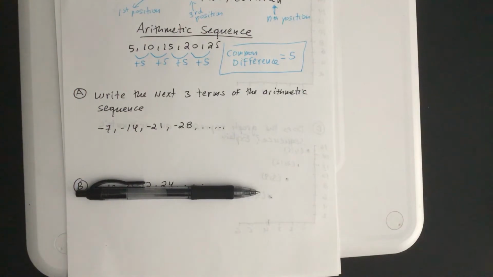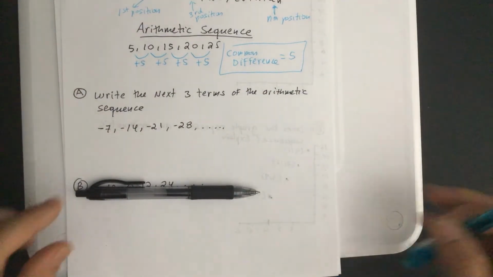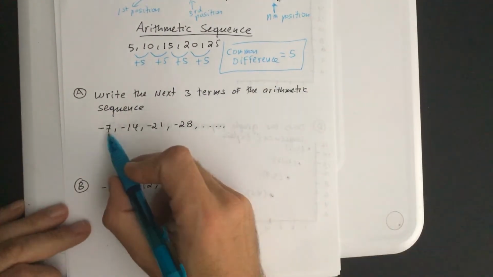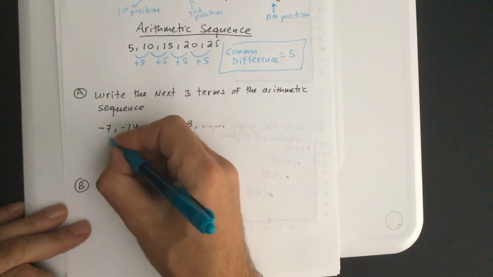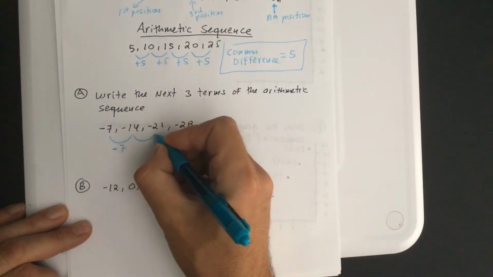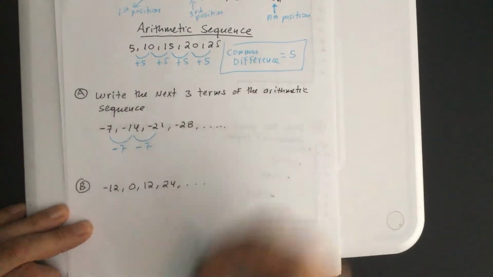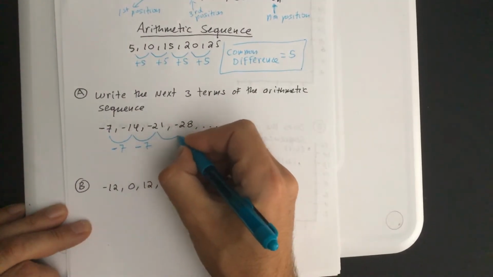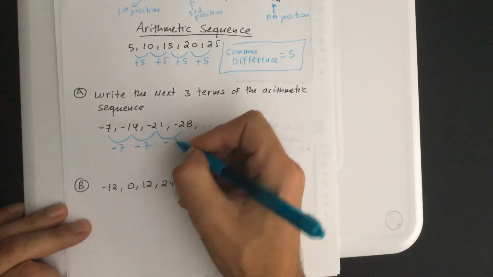All right, I hope you guys got it. First of all, before writing the numbers, you need to find out what the common difference is, right? So let's take a look at the common difference. From -7 to -14, we are subtracting 7. And from -14 to -21, we are subtracting 7 again. And from -21 to -28, we are subtracting 7.